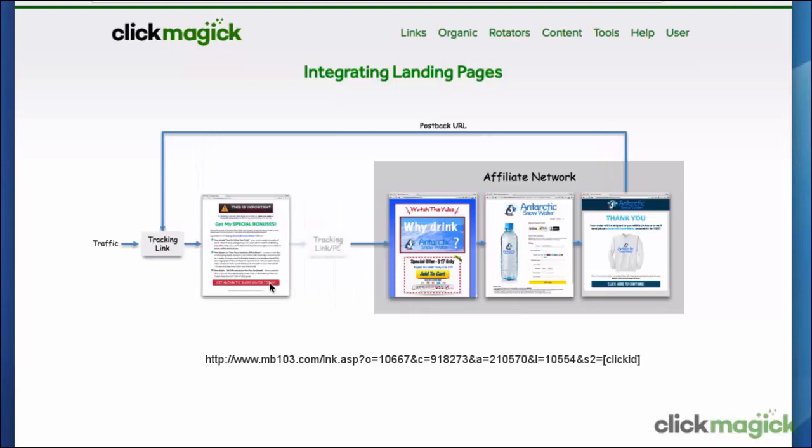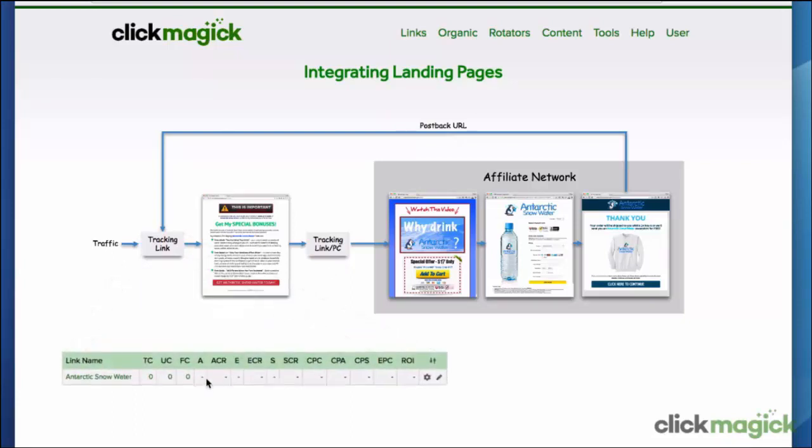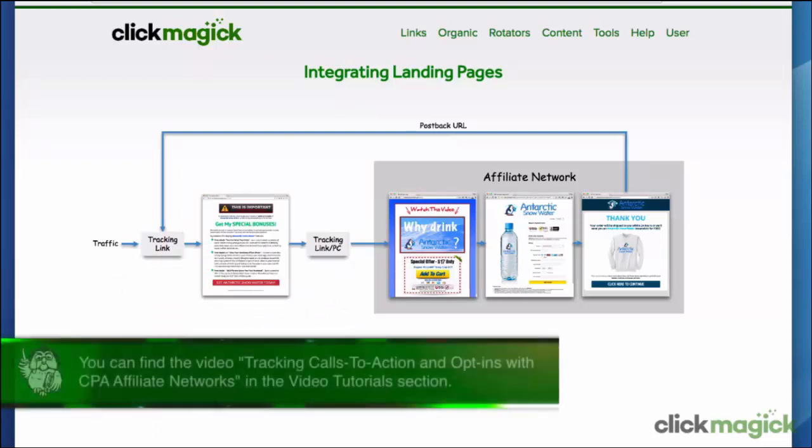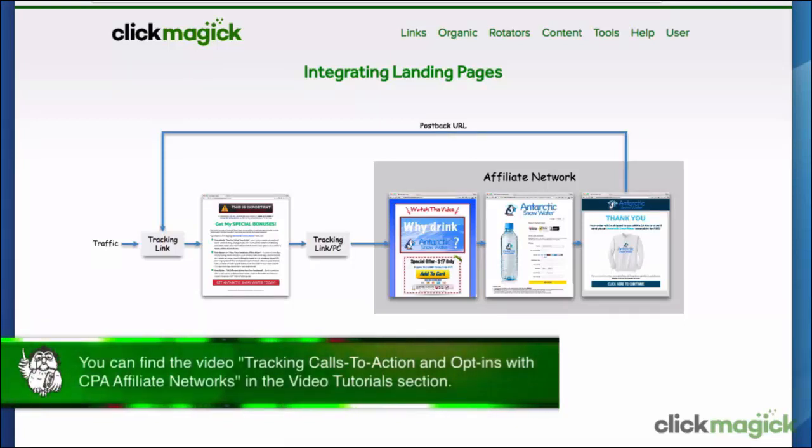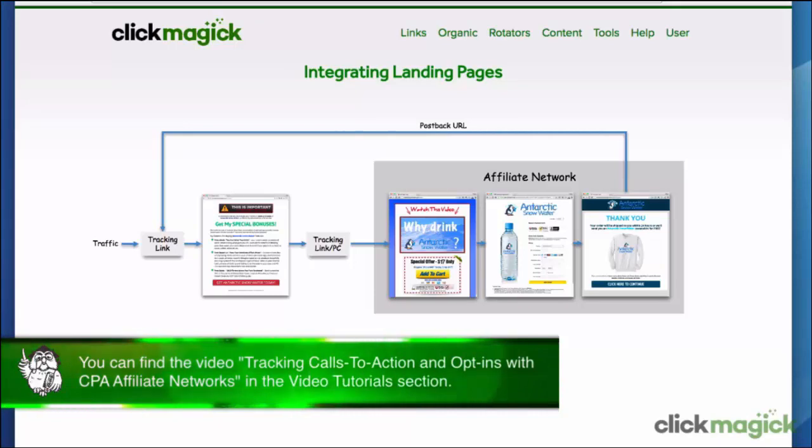To record the clicks in Clickmagick, you would need to add a pixel code tracking link between the landing page and the affiliate network, and you would configure it to fire an action pixel so that the clicks will show up in the A column of your tracking link. We have yet another video that will show you how to set this up. What you'll find is that integrating with an affiliate network is like putting a puzzle together, and we have a video for each piece of the integration puzzle.